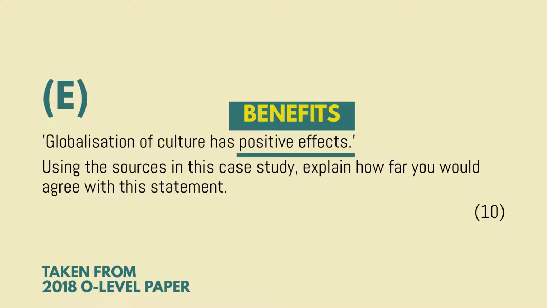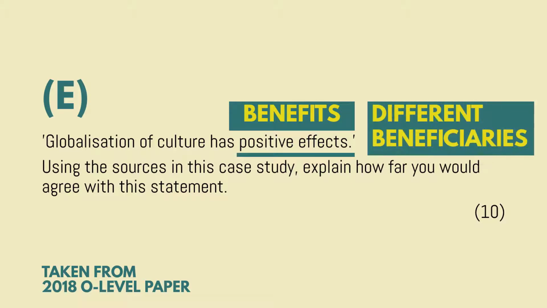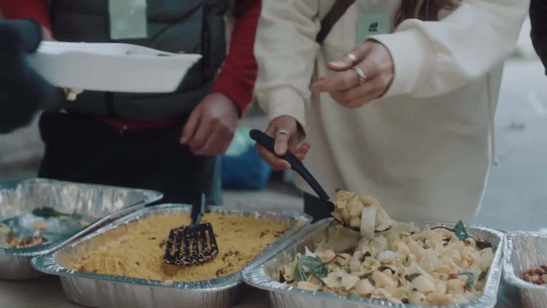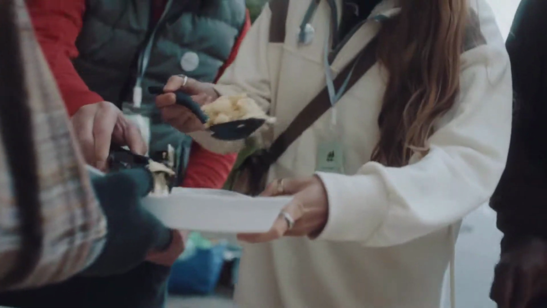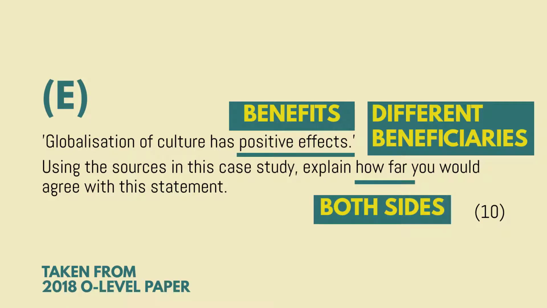That's the first thing I will underline and annotate above my question. Next, we'll talk about the different beneficiaries that are involved, because when we talk about benefits, it may not just benefit one party, we may actually benefit different parties. Next, usually when we see the question how far, we're dealing with both sides. So probably there'll be sources that agree, there'll be sources that disagree with a given statement. There'll be disadvantages as well.